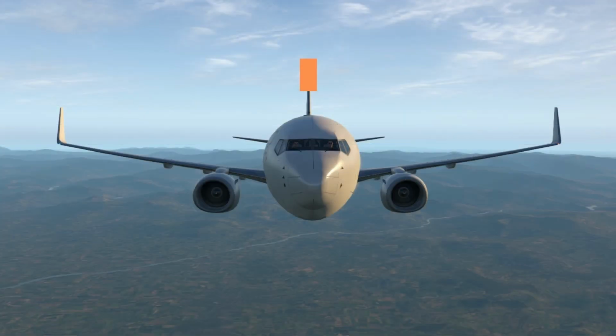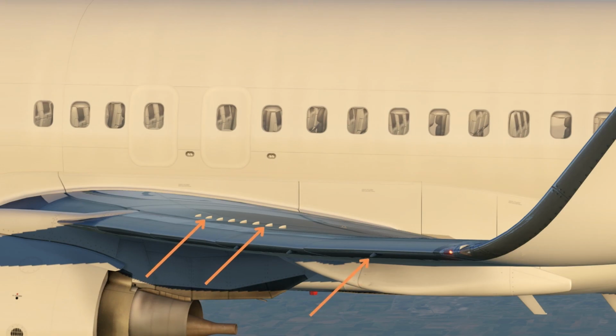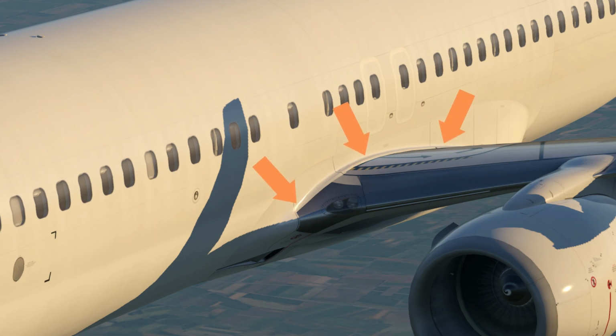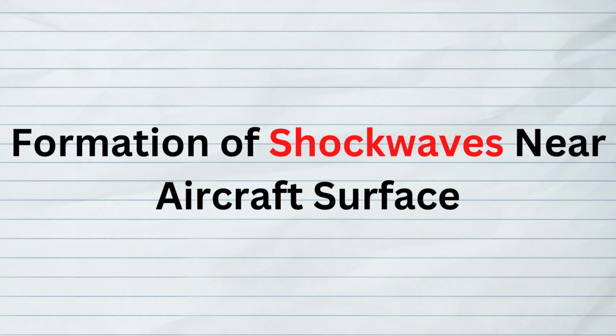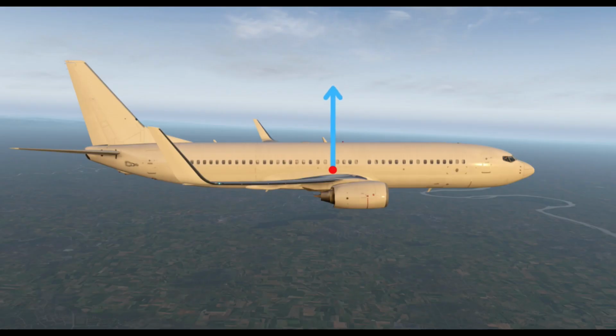Parasitic drag is composed of other aspects of air resistance, namely, form drag, caused by the shape of the aircraft, skin friction drag, caused by the smoothness and texture of the aircraft surfaces, and interference drag, caused by the meeting point of surfaces with differing characteristics, for example the wing and fuselage. Induced drag is caused by the production of lift, while wave drag is instead related to the formation of shock waves near the aircraft's surface, but only in transonic and supersonic flight. As with lift, drag acts for the airplane's center of pressure.